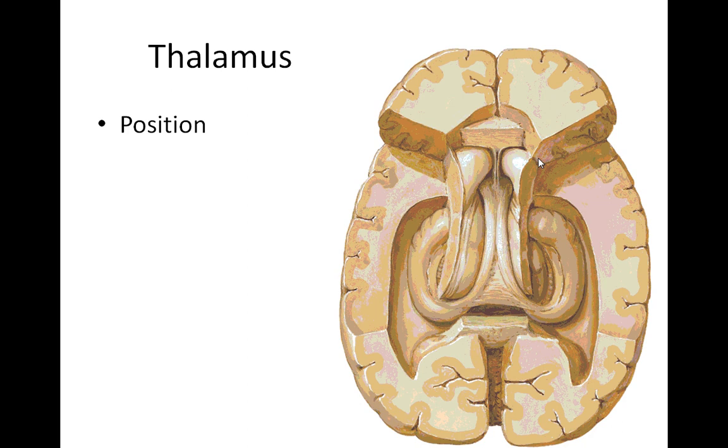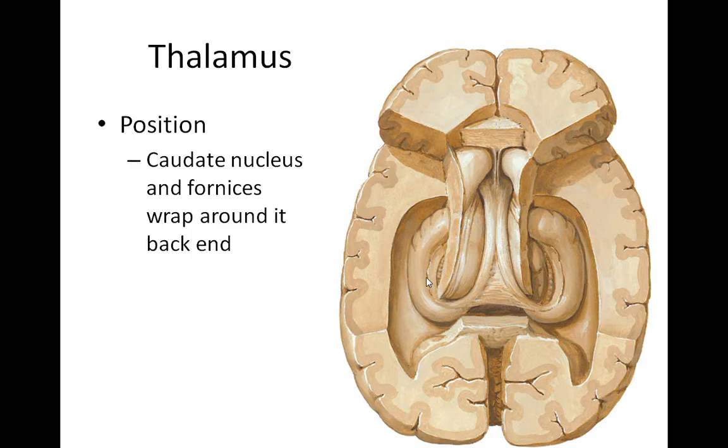Second thing that you need to know about the position is that around its posterior end, the thalamus has been cut here, around the posterior end of the thalamus you've got two structures which wind around it. You've got the tail of the caudate nucleus, which has also been cut here, and you've also got the fornices, which are these structures here.